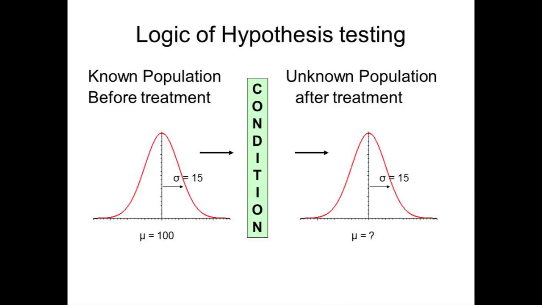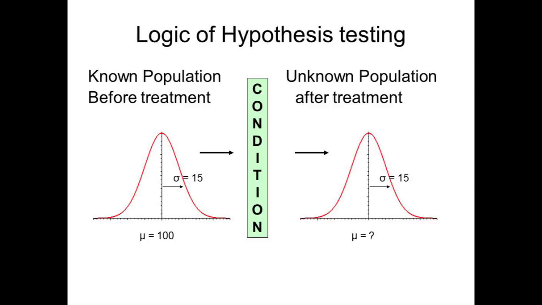And that's essentially what hypothesis testing is. What we're going to be doing is taking what we know about a population and taking a sample from it, and using what we know about the sampling distribution, we're going to say whether our sample is likely to have come from that population.